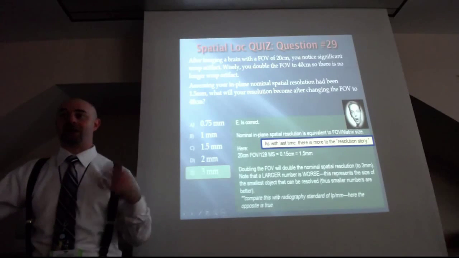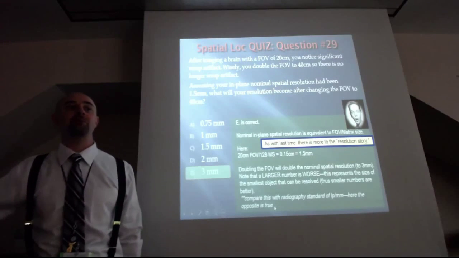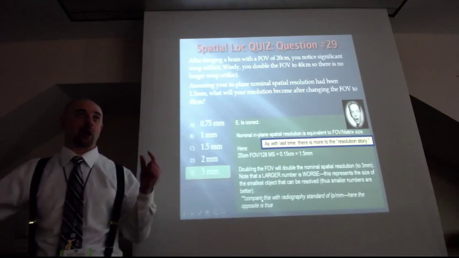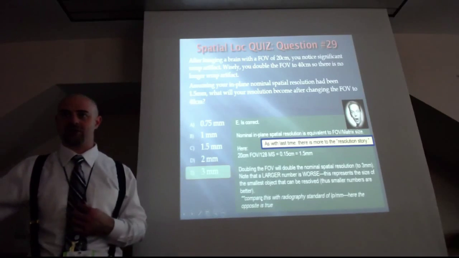Notice when we talk about X-rays and stuff like that, we talk about spatial resolution in terms of line pairs per millimeter, and then a higher number is better, because they're actually saying how many things per millimeter. It's an inverse ratio. Any questions?